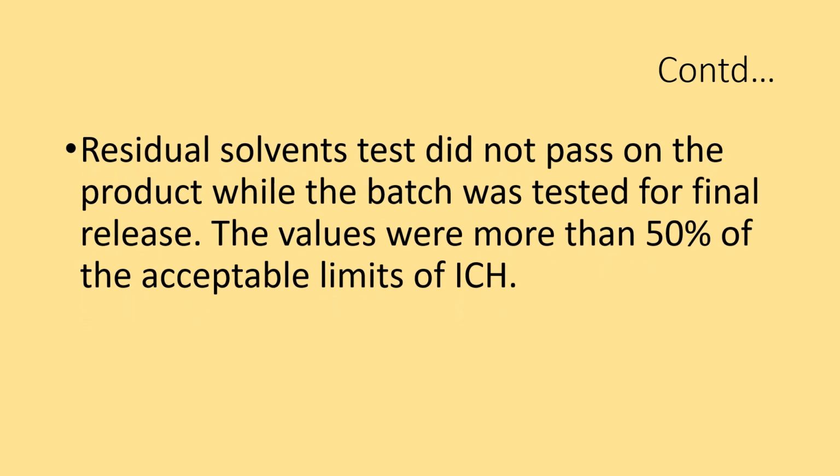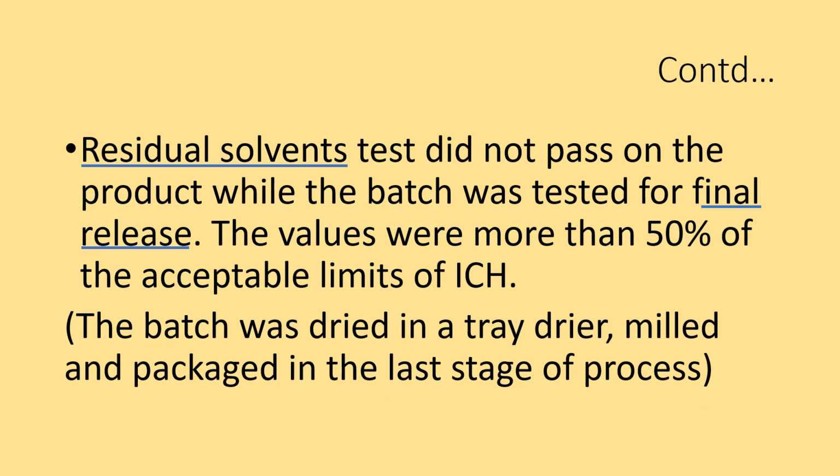Let us see another example. Residual solvents test did not pass on the product while the batch was tested for final release. The values were more than 50% of the acceptable limits of ICH. Some information on this particular deviation is the batch was dried in a tray dryer, milled and packaged in the last stage of the process. This is the information.